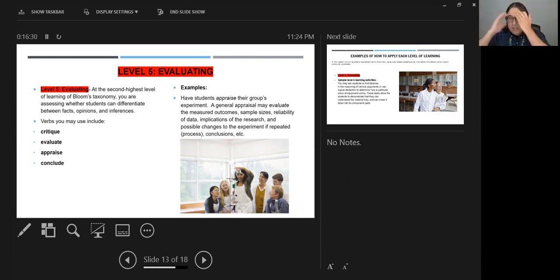We could give them a false claim and tell students to identify if it's right or wrong. So have students appraise their group's experiment. A general appraisal may evaluate the measured outcomes, sample sizes, reliability of the data, the implications for the research, applying what they learn, and maybe possible changes to the experiment if repeated. Would they do anything different?